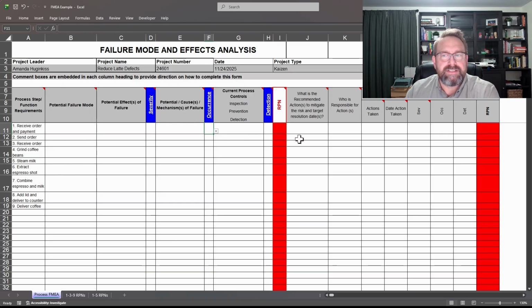How often does this failure mode occur? Several times a day or once every 100 years? This again is a score that will be decided upon by the team.